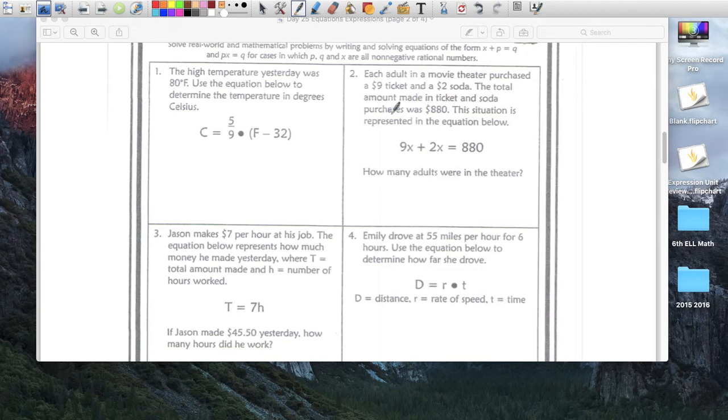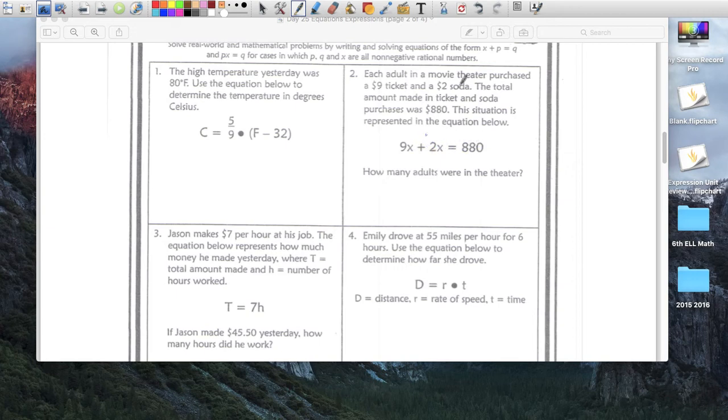How many? There's something wrong here. Each adult movie purchased is $9 per ticket. Right? And $2 per soda. Okay, so it's going to be... It's obviously an equation, right?